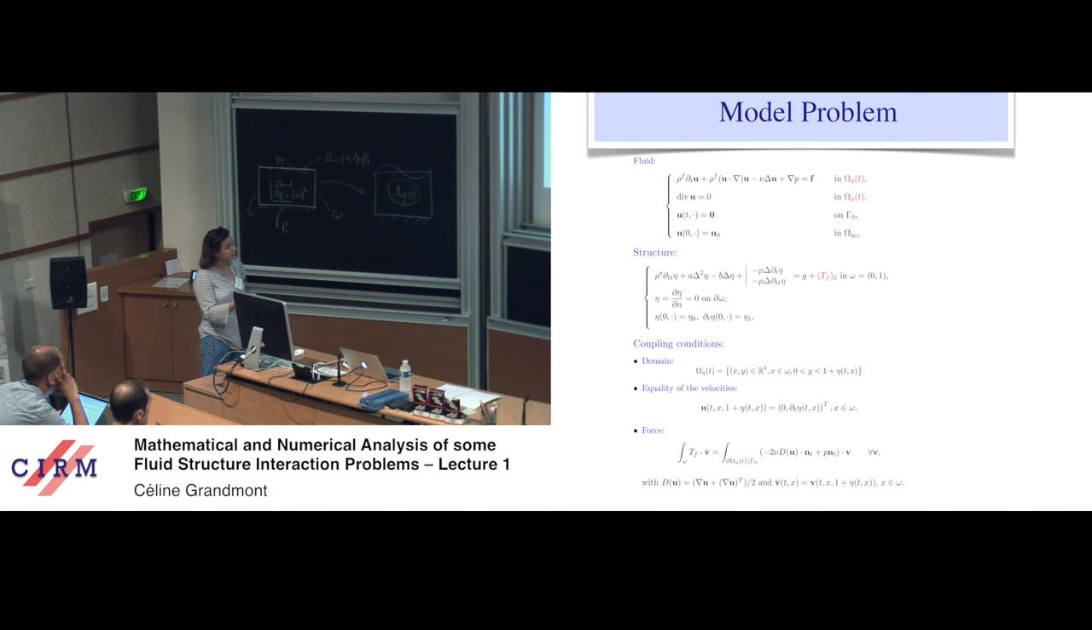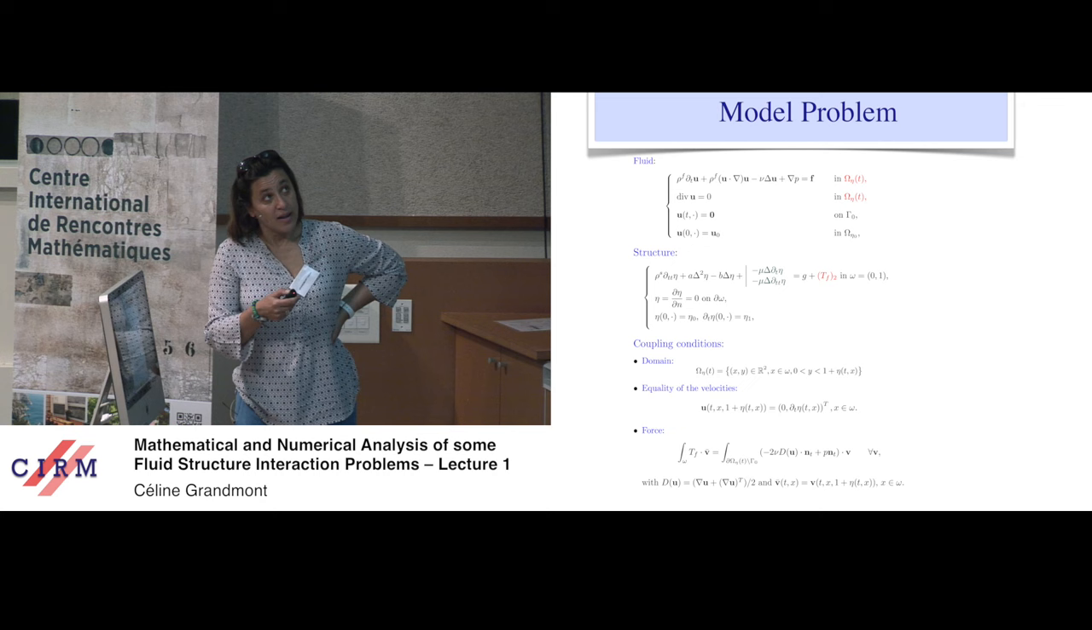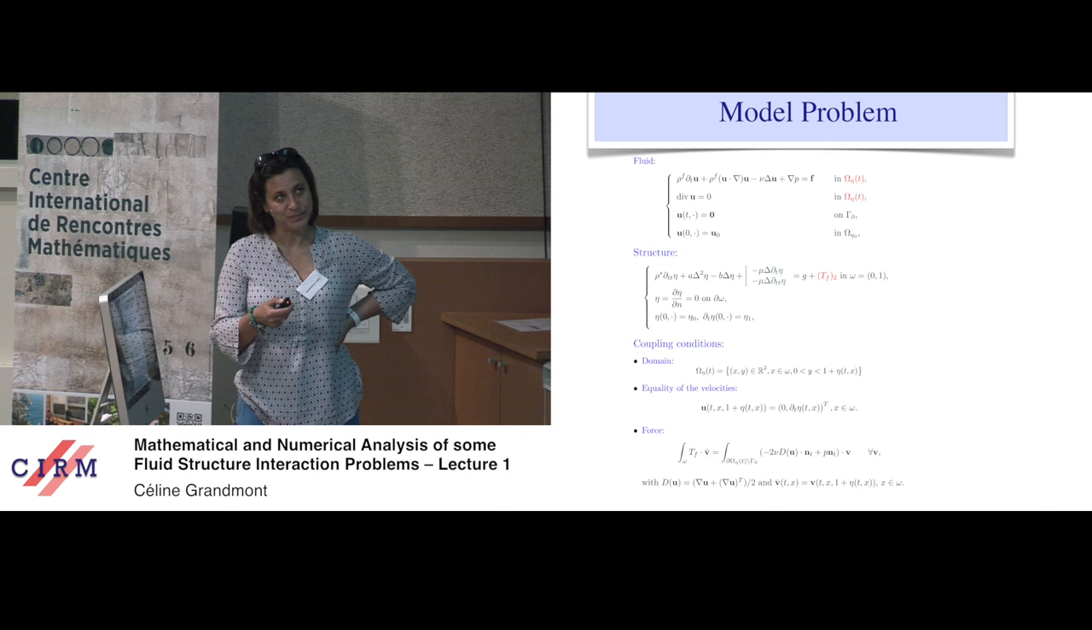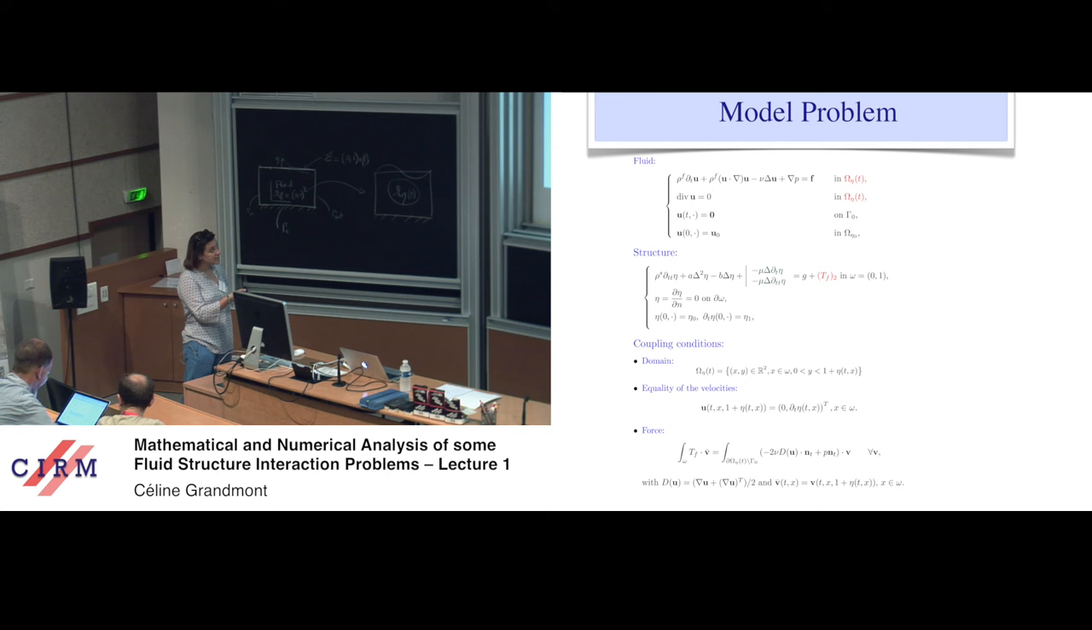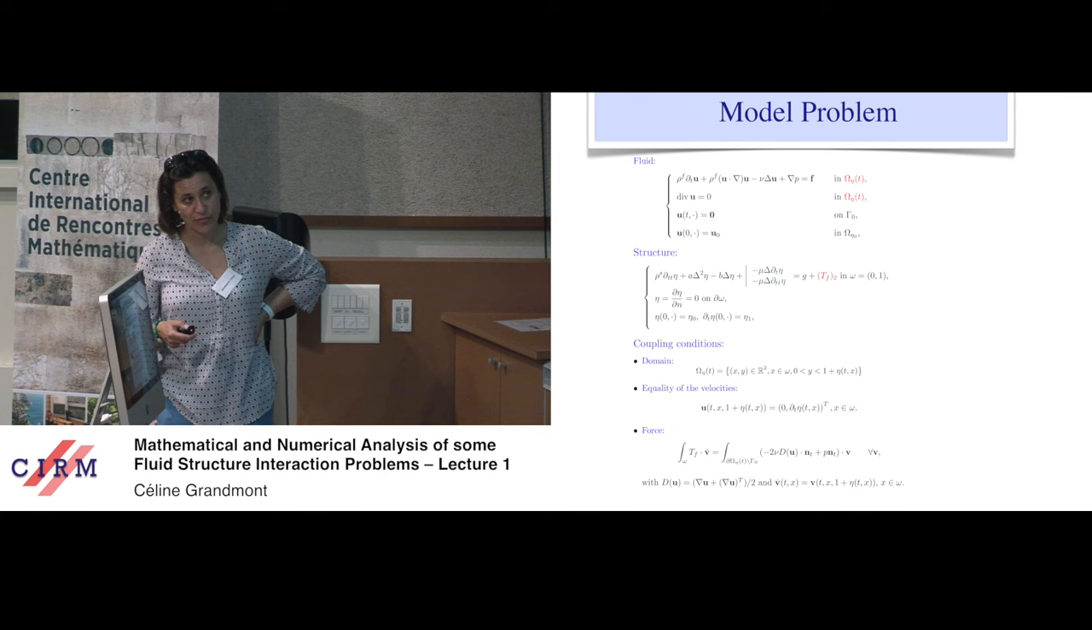And for the force, here you don't have exactly the equality of the normal component of the stress tensor at the interface, but since we have considered a reduced model for the elastic part, the force applied by the fluid on the structure appears in the right-hand side of the structure equation. So Tf is the force applied by the fluid on the structure. And this force can be defined in this weak way. So here you have the stress tensor of the fluid, you have u, the velocity of the fluid, p, the pressure of the fluid.